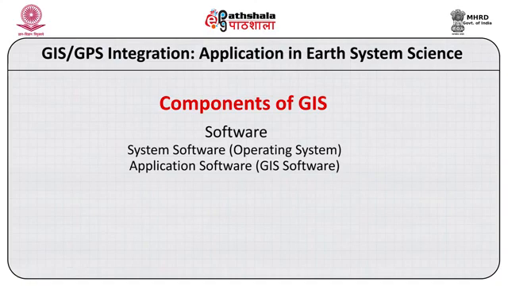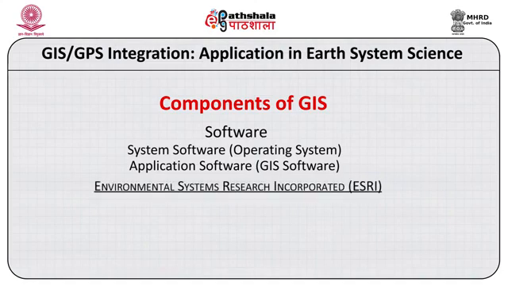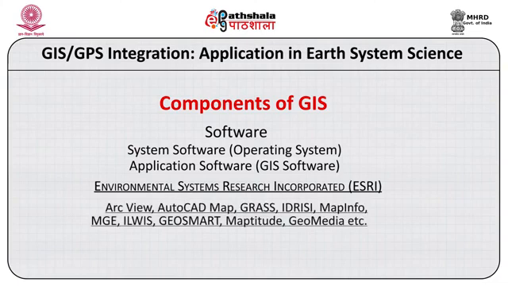The second is application software, that is GIS software. GIS software develops on the hybrid approach wherein graphical and attribute data can be handled separately and linked through the proprietary interface. Environmental System Research Incorporated, that is ESRI, is the market leader of GIS software for the last 40 years. ESRI overhauled their software package into an interoperable model called ArcGIS. It uses a generic approach that is not application specific but allows addressing any geographic application. The other popular software available nowadays are ArcView, AutoCAD Map, GRASS, ADIS, GeoSmart, Multimedia, GeoMedia, etc.